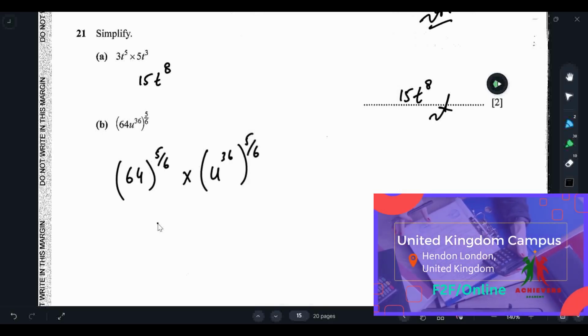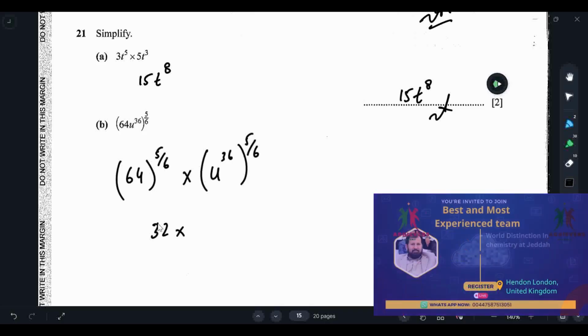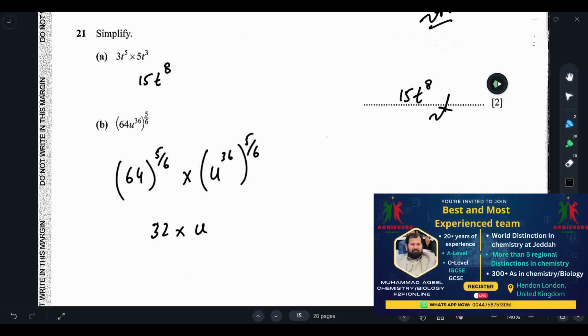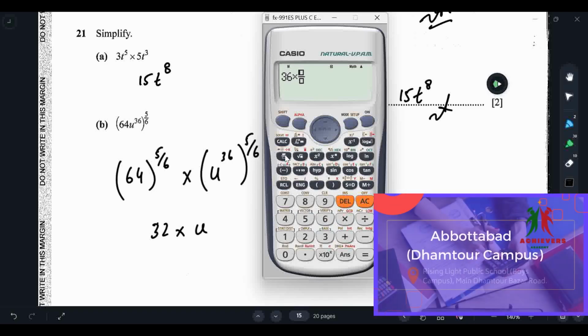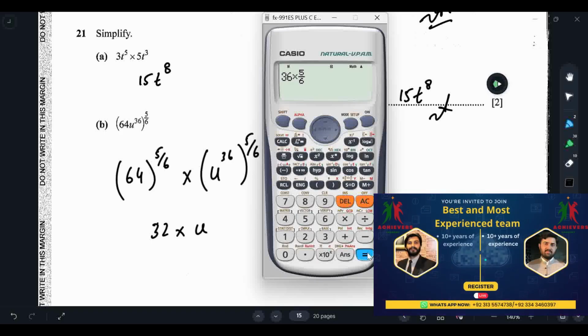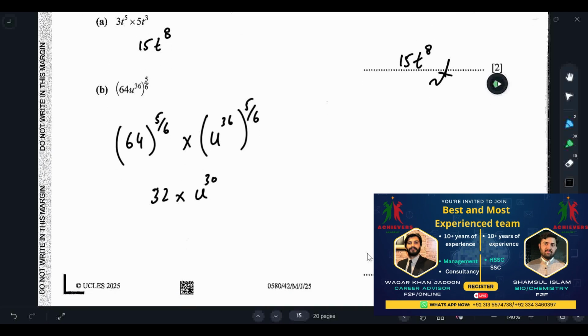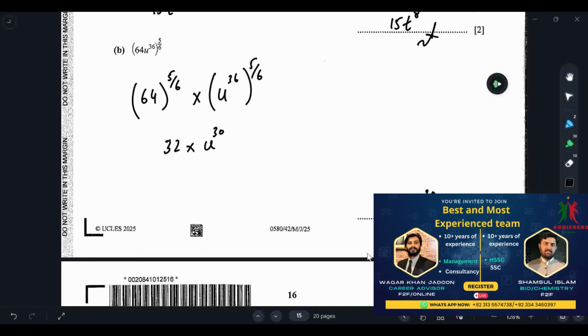So 32 multiplied by u power. Whenever we have power on power, we have to multiply. So 36 multiplied by 5 by 6 will be equal to 30. So u power 30. It means that 32 u power 30 will be the final answer.